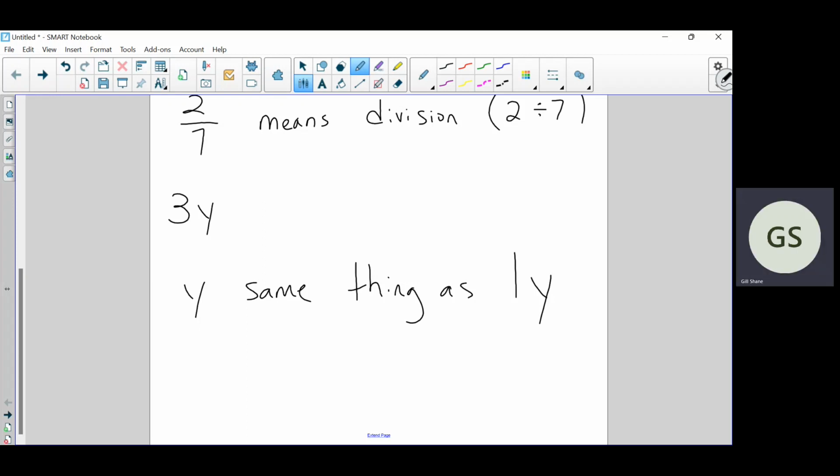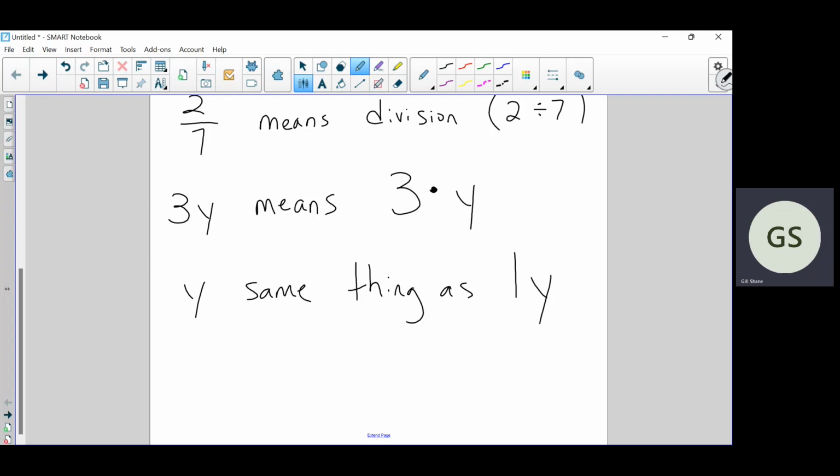3y means you're actually multiplying. And I'm going to use my dot for multiplication because I'm not going to ever use the x. So 3 times y. Anytime you do not have a multiplication symbol, or any symbol, I should say, so you don't see a plus sign, you don't see subtraction, there's no fraction so it's not division, then the math operation is multiplication. So if I have a 3 in front of a y, that means 3 times y.